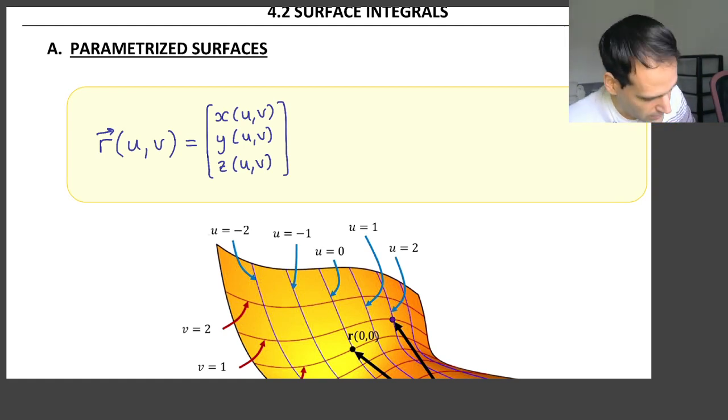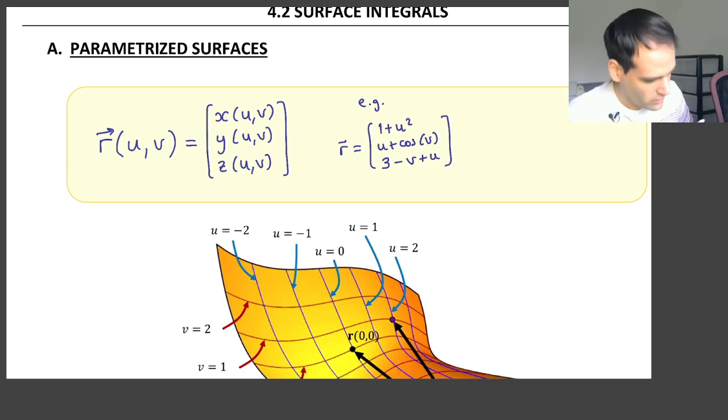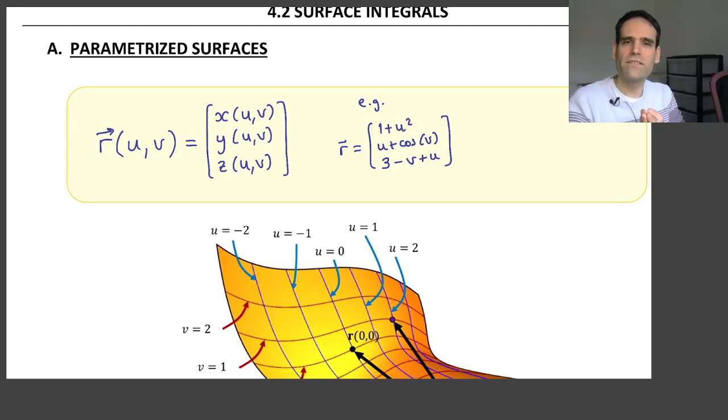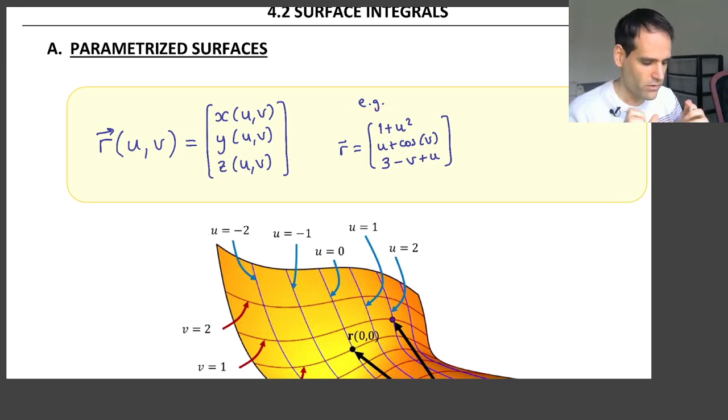Okay? For example, this one, u plus cosine v and 3 minus v plus u. Here I wrote three random functions of u and v. Some of them don't depend only on u, but that's okay. That's still a function of u and v, where the dependence on v is nothing. So this would define a surface in three-dimensional space, because for each value of u and v, I'm getting a position vector r. Okay? So let me show you an applet to show you how this would work.